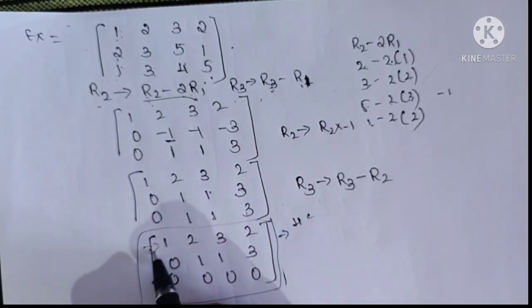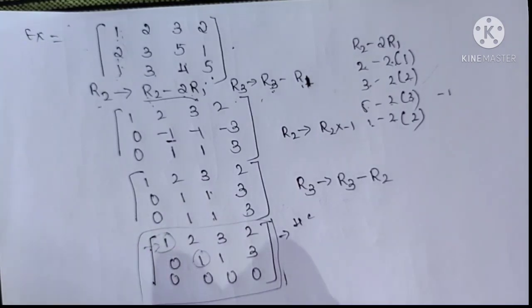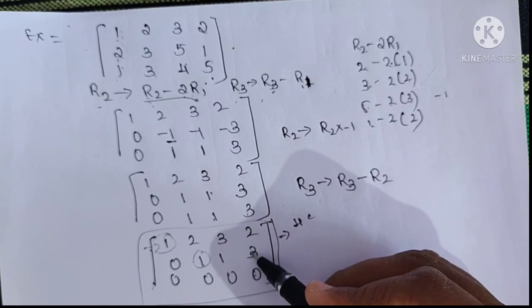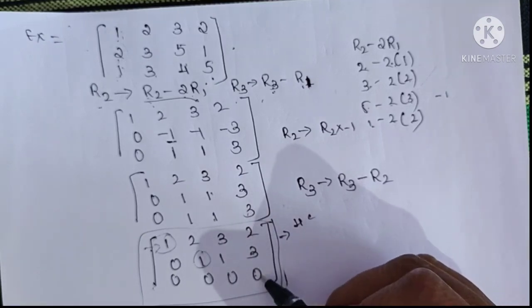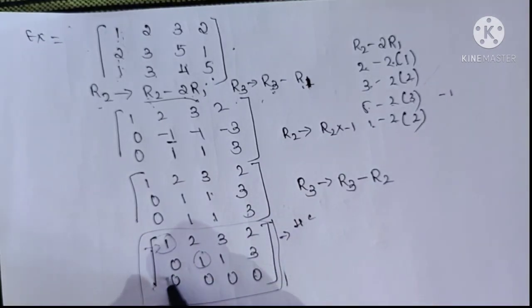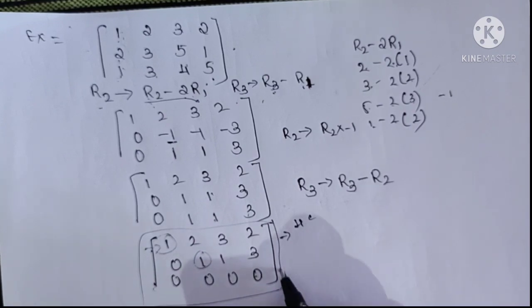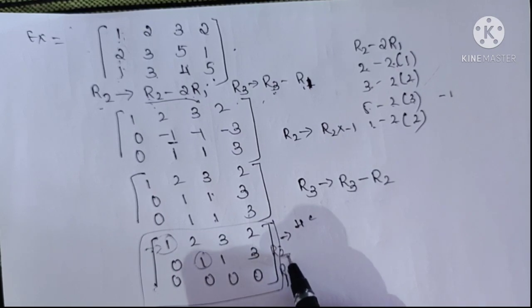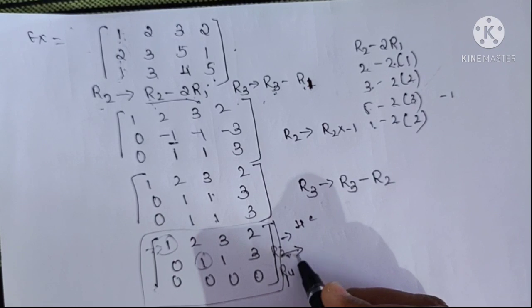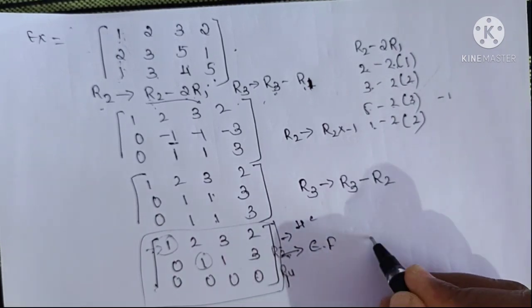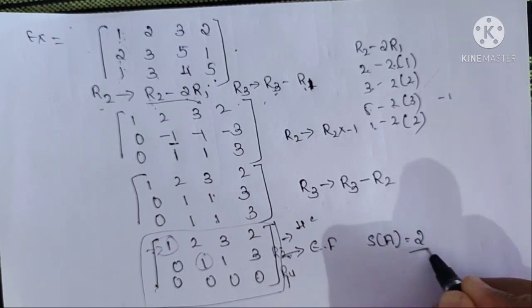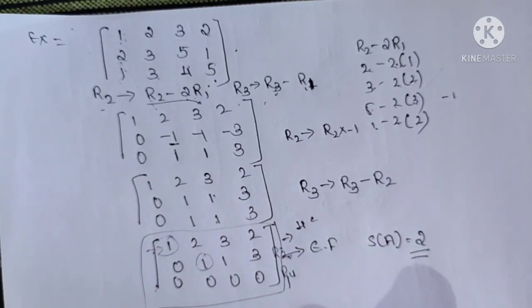Okay, see, this reduced matrix satisfies all the four conditions of echelon form. In each row the first non-zero element is equal to 1. All zero rows lie below the non-zero rows. And the third condition is that the number of zeros in R3 is greater than the number of zeros in R2. Here all the conditions of echelon form are satisfied, therefore it is in echelon form, and the rank of the matrix A is equal to the number of non-zero rows, which is 2. Rank of A is equal to 2.